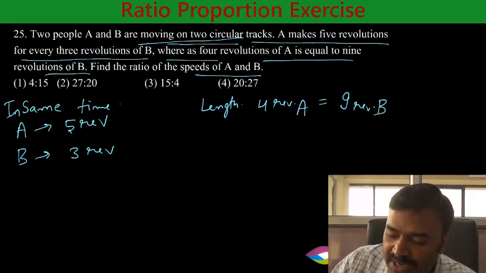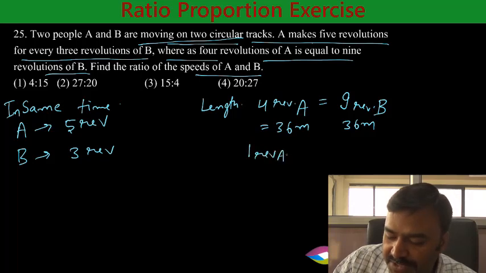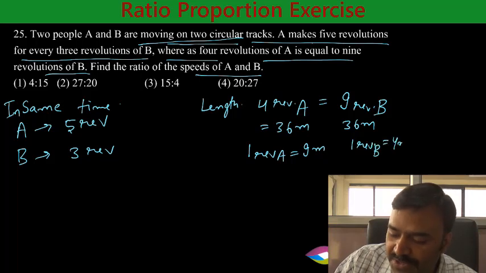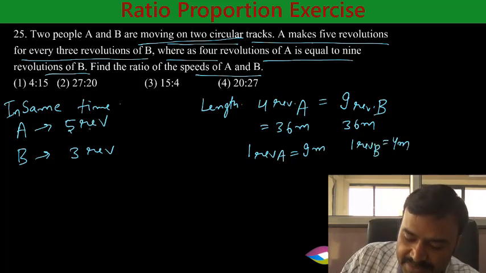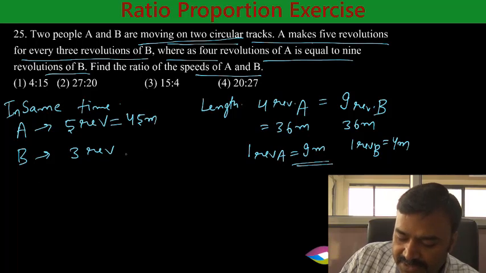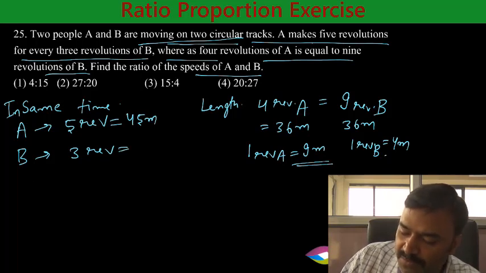Let's take LCM of 4 and 9 and let's say both of them are equal to 36 meters. LCM of 4 and 9, 36. Now what does it mean? It means 1 revolution of A is equal to 9 meters and 1 revolution of B is equal to 4 meters. Put it here. So in the same time, A takes 5 revolutions. Now 5 revolutions of A would mean 5 into 9, that is 45 meters. And 3 revolutions of B would be 3 into 4, that is 12 meters.